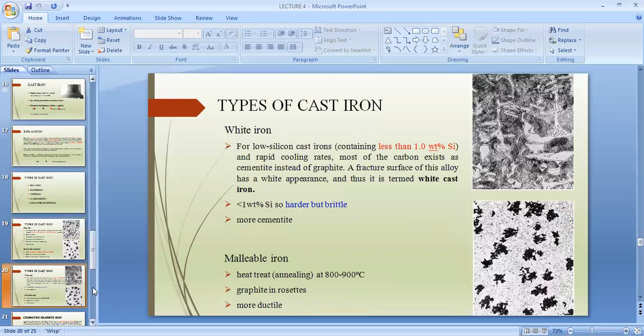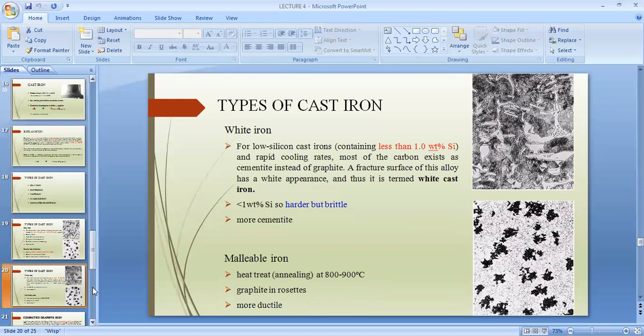Then we have white cast iron. You can read it by yourself, it's very easy. It contains less than 1% of silicon. For low silicon cast iron and rapid cooling rate, most of the carbon exists as cementite instead of graphite, and the structure is given here.